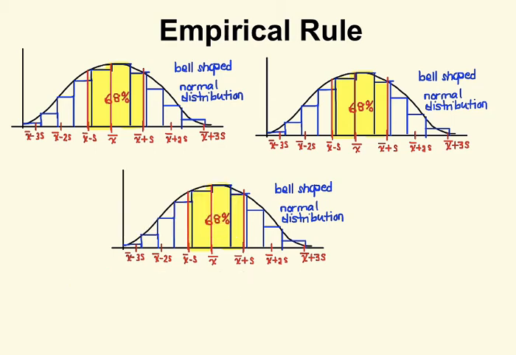Let me move this over to the side here. So 68% of our data is going to fall, 68 up here, between 1 standard deviation above and 1 standard deviation below our average.